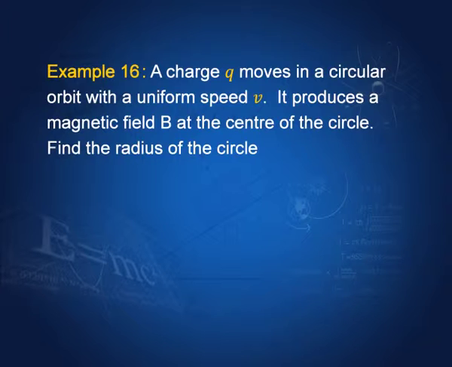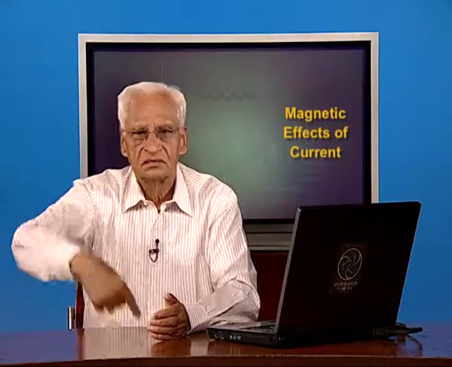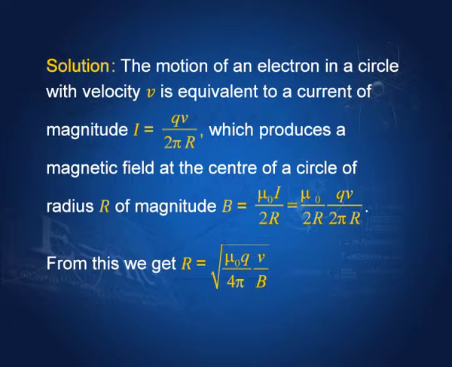Now, a charged particle is moving in a circular orbit with uniform speed v. It produces a magnetic field B at the center of the circle. Find the radius of the circle. We have found already the magnetic field due to a loop, and a charge q moving in a circular orbit is equivalent to a current, right, and this current is q v by 2 pi r, and now just apply this formula mu 0 I by 2 r, that is equal to B, and from this you can get r. r is mu 0 q by 4 pi into v by B, and square root of that.